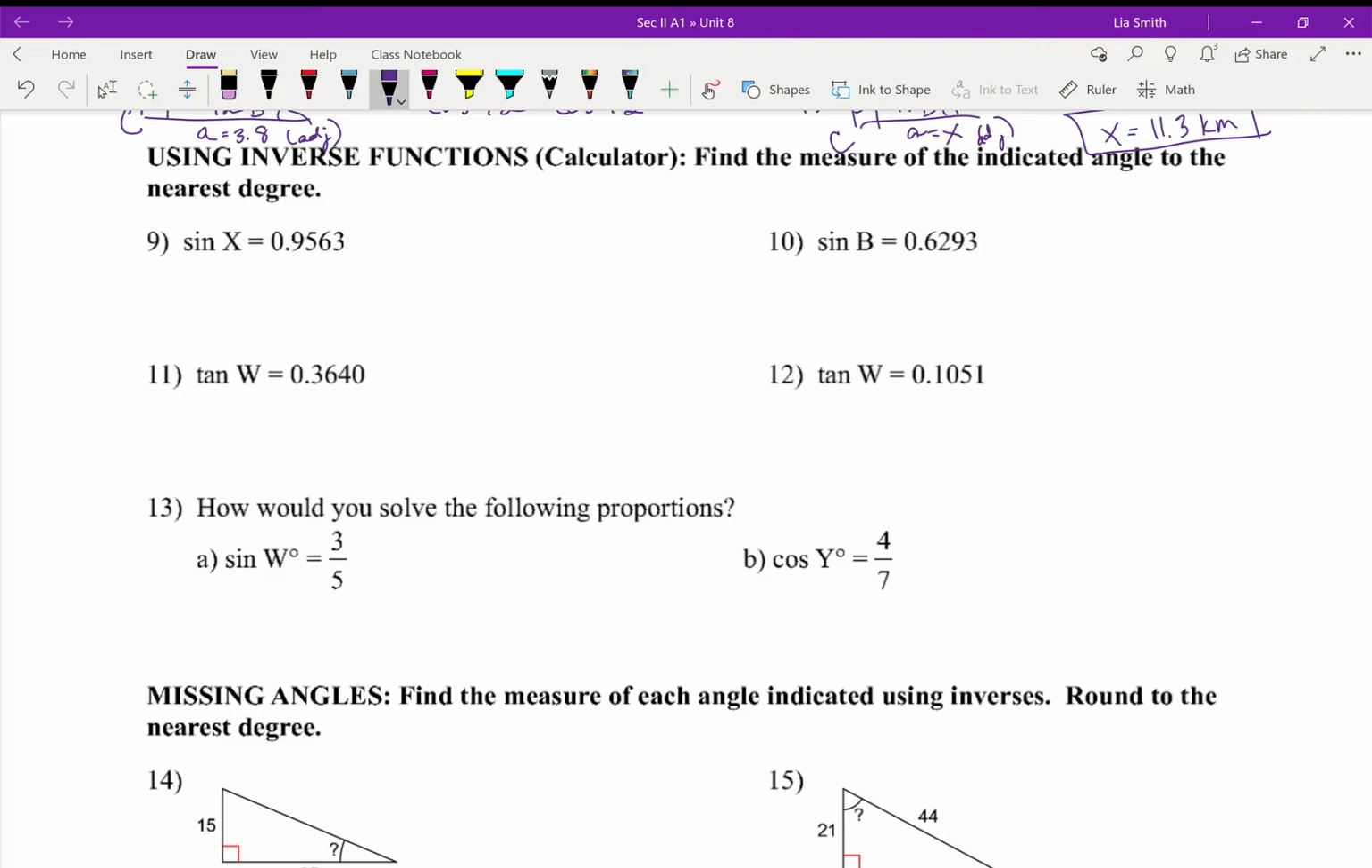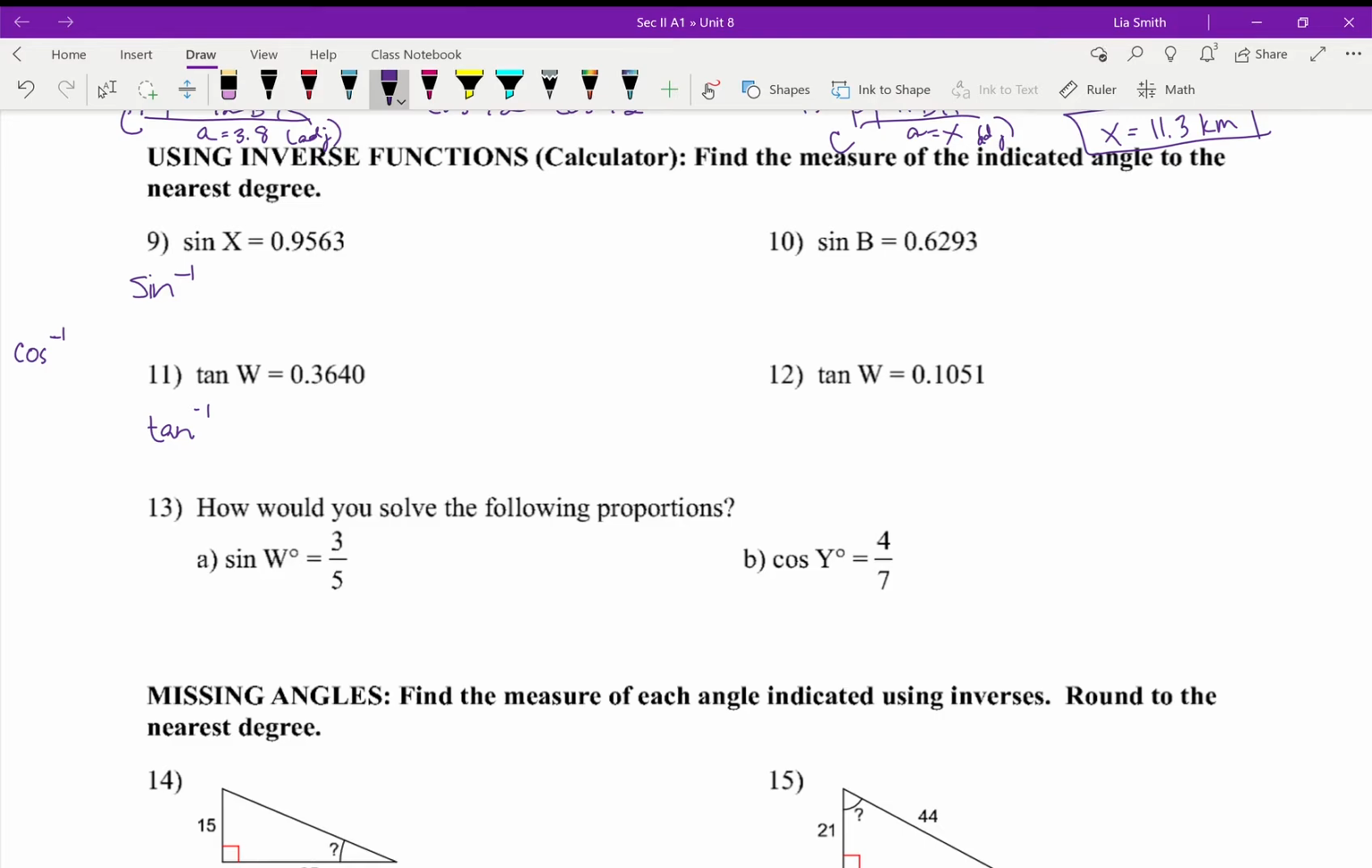This 0.9563 represents the ratio of the sides. So just like multiplication and division are inverse operations, meaning they undo one another, sine, cosine, and tangent also have inverse operations. And they look like this. The inverse of sine looks like sine with a -1 above it. The inverse of tangent would be tangent with a little -1 above it. So you could assume the inverse of cosine would have a little -1 above it.